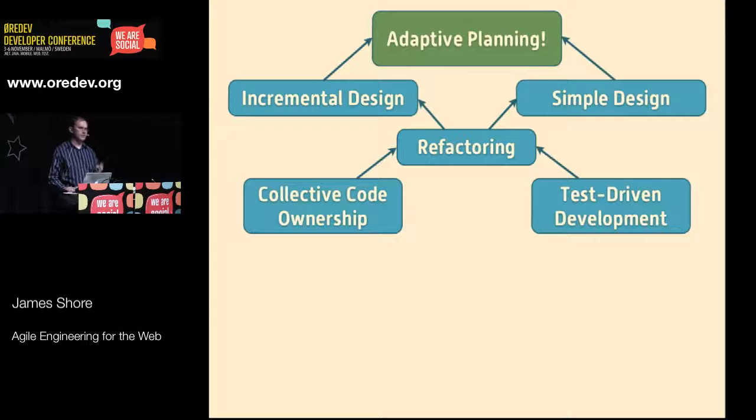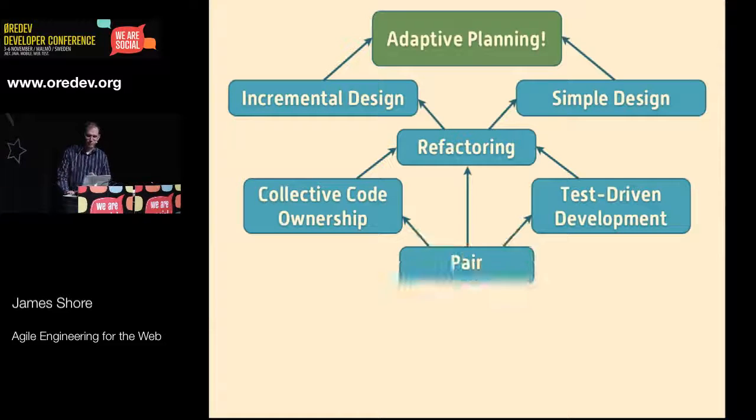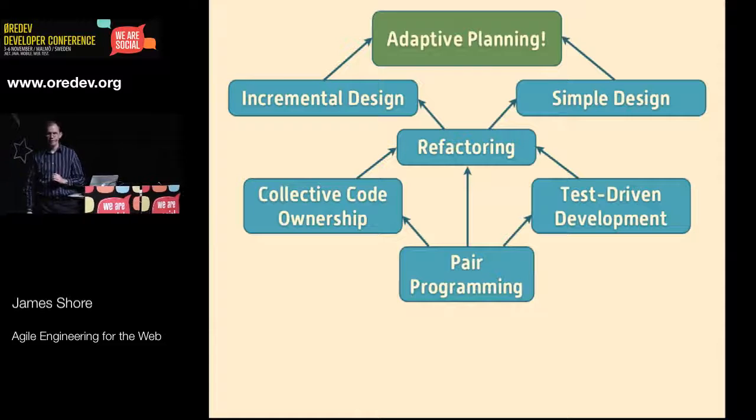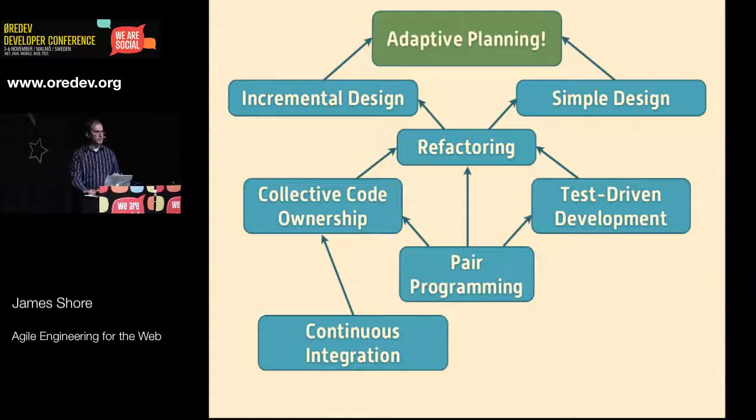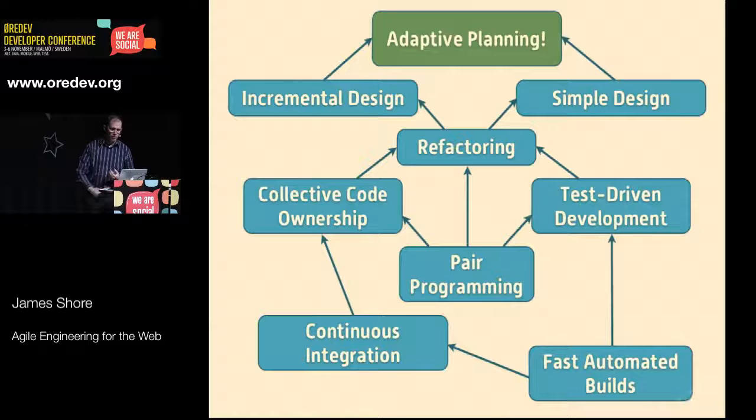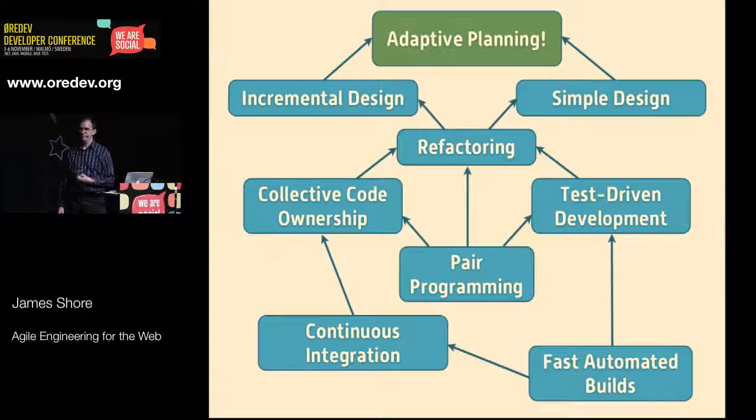These three things take a lot of self-discipline. And so pair programming, although a lot of people don't do it anymore, is a really useful tool for helping create that self-discipline. If you don't do pair programming, you've got to find some other way to get that self-discipline into the team. Collective code ownership depends on continuous integration. If we're going to have everybody make changes to the code, we all need to be working from the same version. And those are both, test-driven development and continuous integration, are both supported by fast builds.